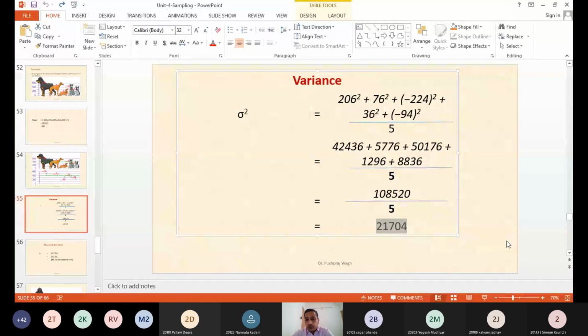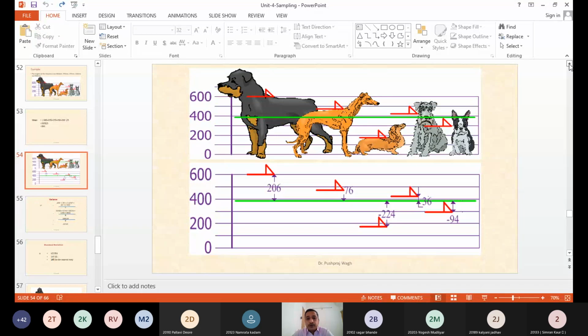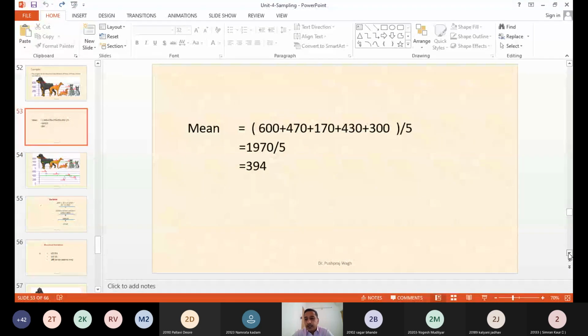Have you understood how we have calculated the variance? Yes, sir. So variance means the squared average of difference from the mean.